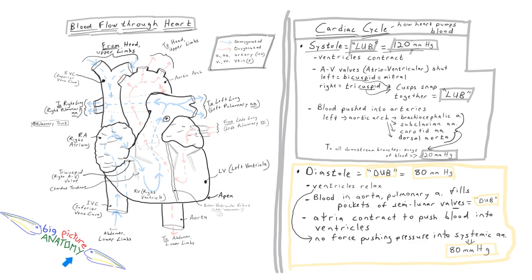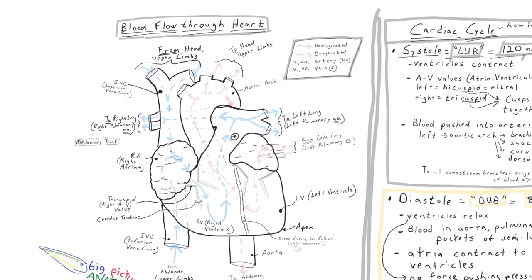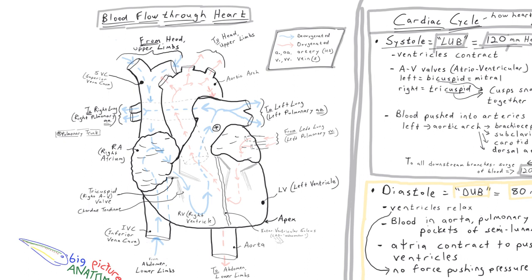All right, this is Big Picture Anatomy with a look at the pattern of blood flow through the heart and the cardiac cycle, or how the heart pumps the blood. So let's start out by taking a look at that blood flow through the heart. And what we're going to be looking at is the pattern of blood as it comes to and from the systemic and pulmonary circulation, and then is pushed out, respectively, the pulmonary and systemic circulation.